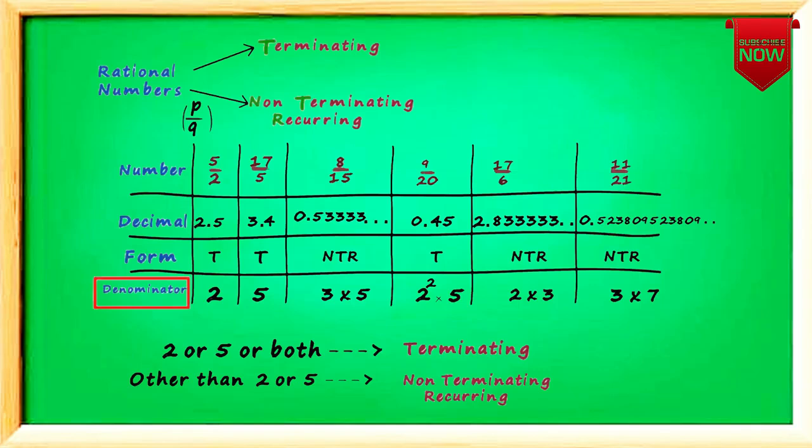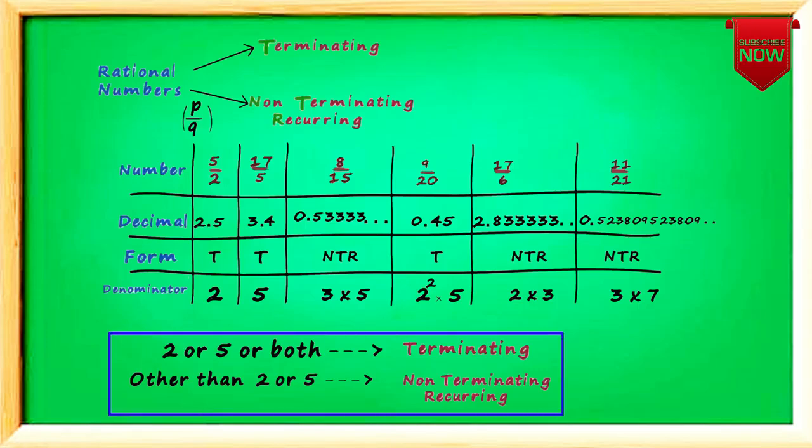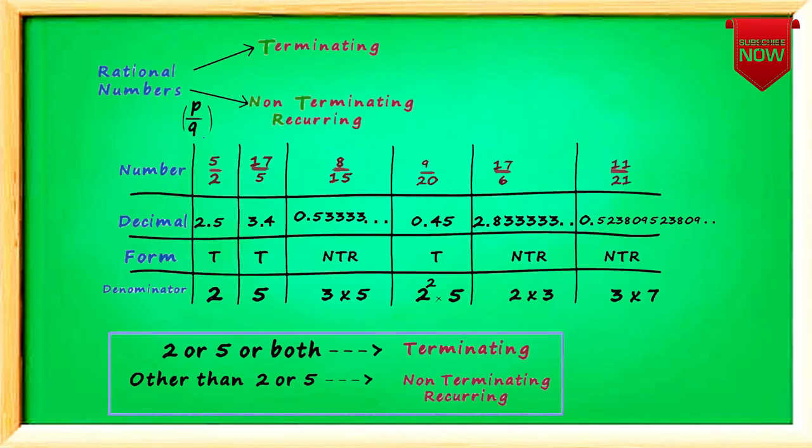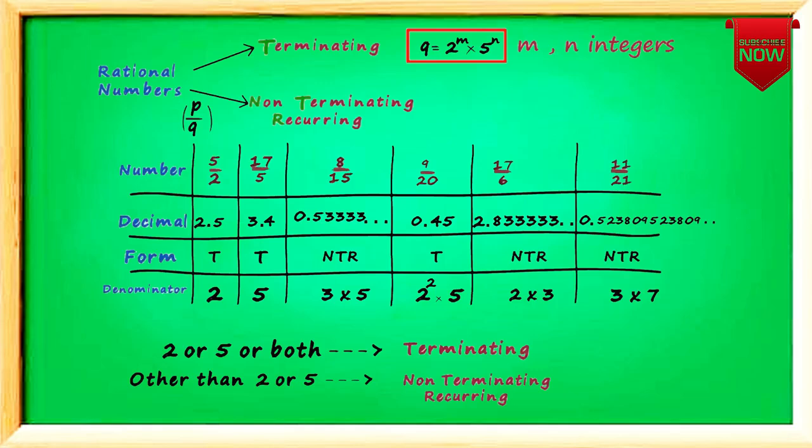Have you noticed how simple it is to know if the decimal is terminating or non-terminating recurring? All we have to do is write the denominators in terms of its prime factors and apply these rules. Let's generalize these 2 rules. If the number is in the form p by q, then all we need to do is reduce q to its prime factors. For terminating decimals, q will be of the form 2 raised to m multiplied by 5 raised to n, where m and n are integers. It simply means that the prime factors will be either 2 or 5 or both.